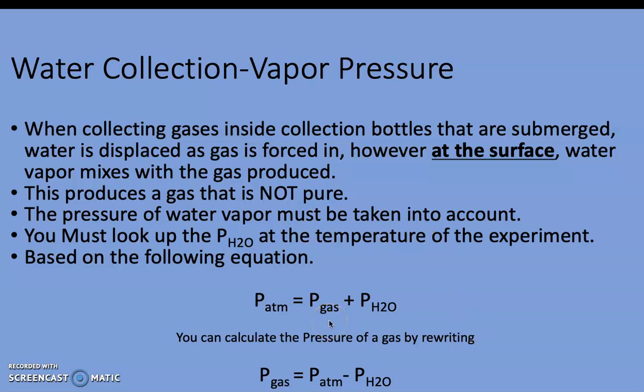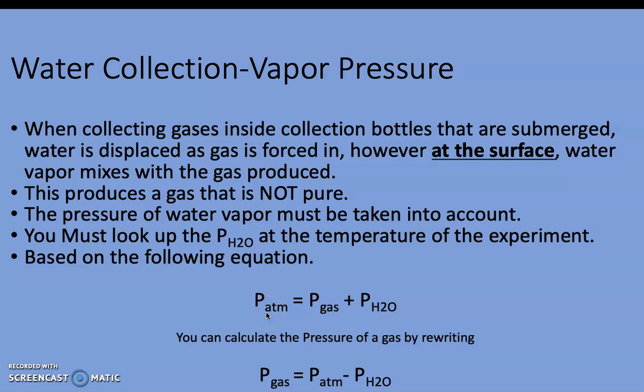Okay, so now, very simple. This is another one we don't really use too much, but you need to be familiar with it. When collecting gases inside the collection bottles that are submerged, water is displaced as gas is forced in. However, at the surface, water vapor mixes with the gas produced. This produces a gas that is not pure. The pressure of water vapor must be taken into account. You must look up the pH2O at the temperature of the experiment, based on the following equation.